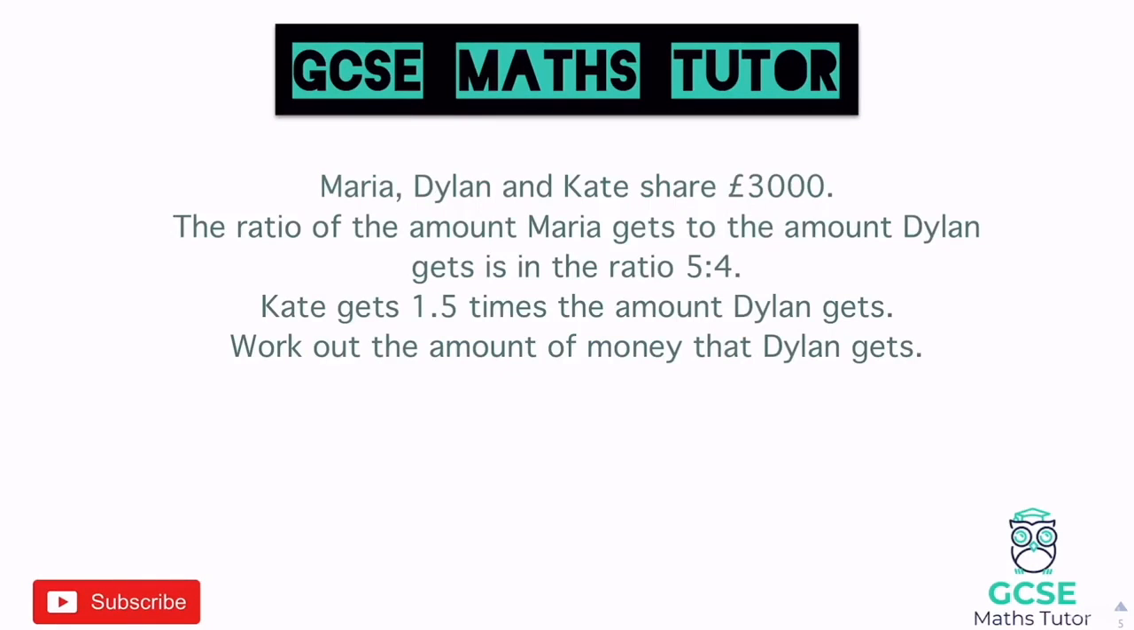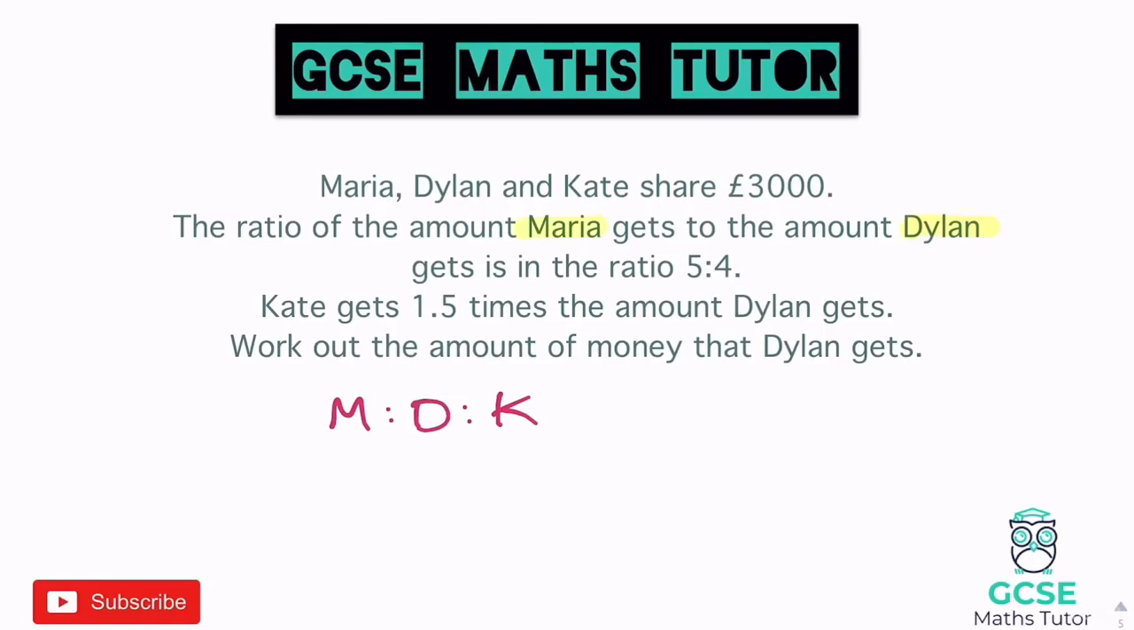Okay, so again, there's nothing more complicated in this question, it's just there's a little bit of different wording going on. So it says Maria, Dylan and Kate share £3,000. The ratio of the amount that Maria gets to the amount that Dylan gets is in the ratio 5 to 4, and Kate gets 1.5 times the amount that Dylan gets. Work out the amount of money that Dylan gets. So we want to have a look, how are we actually going to create this ratio? Because at the moment we've got Maria, we've got Dylan and we've got Kate, but it only tells us the ratio, and that's, so let's just highlight that.